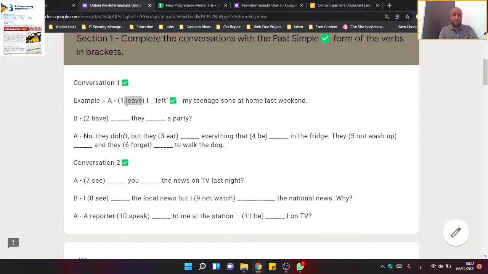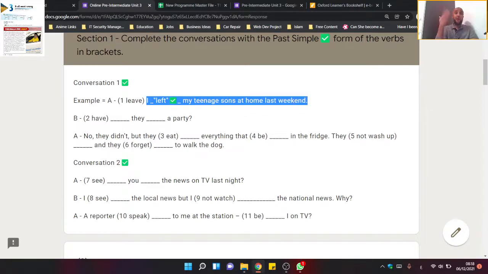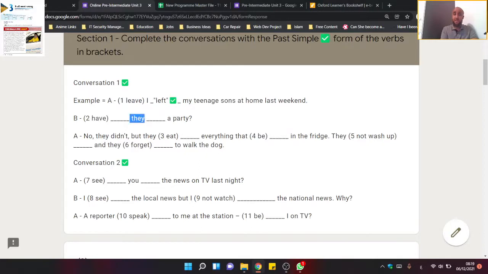So what do I mean? Here, for example, this is a normal sentence in the past. The word leave, we change it to left, and this is left in the past simple because this is a sentence. This is not a question, and this is not a negative. If it's not a question or negative, you change the verb. So here we say, I left my teenage sons at home last weekend. Good, excellent.